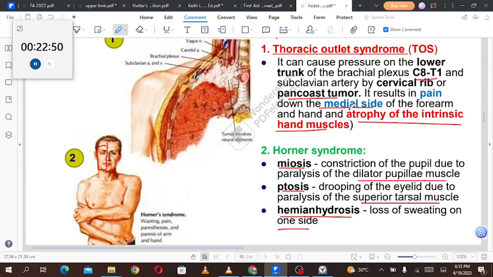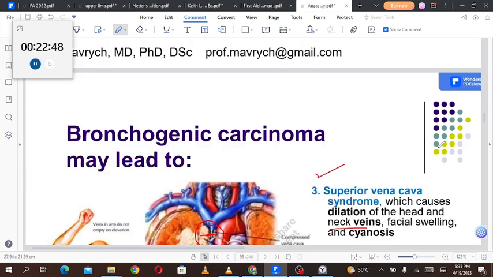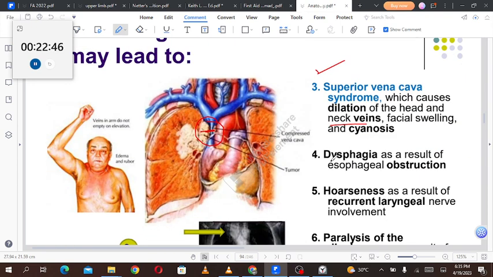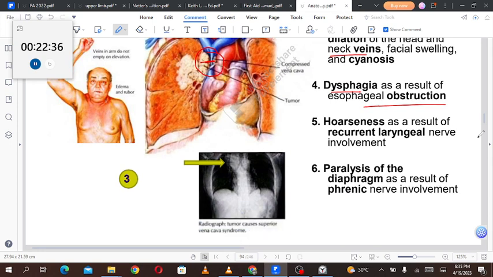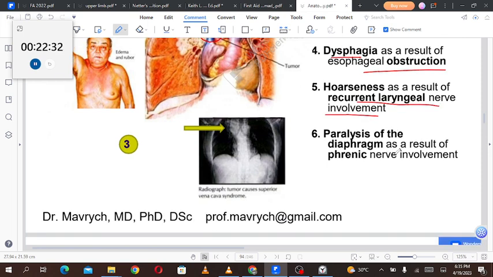First was thoracic outlet syndrome, then Horner syndrome, then superior vena cava syndrome. Now, dysphagia can also be seen as a result of esophageal obstruction by the tumor, because all the mediastinal structures are at risk of being compressed. If the esophagus is compressed, there will be dysphagia. Hoarseness can result from recurrent laryngeal nerve involvement, and paralysis of the diaphragm can result from phrenic nerve involvement.